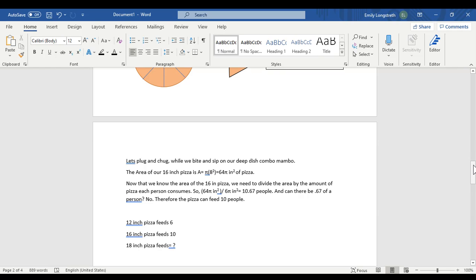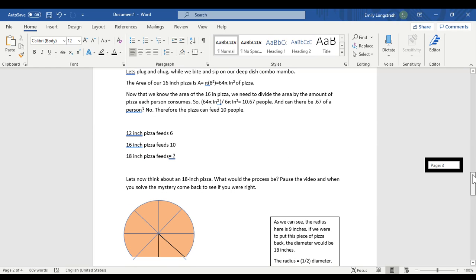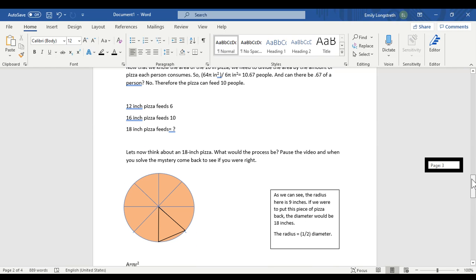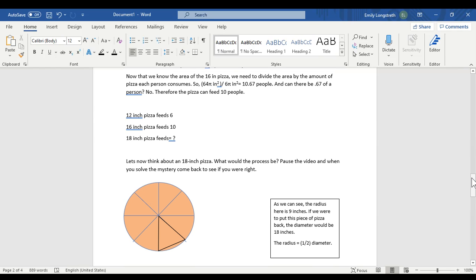So, if a 12-inch pizza feeds 6 people and a 16-inch pizza feeds 10 people, how many people do we think an 18-inch pizza would feed? Just speculation here. Let's say this pizza place now sells a jumbo pizza. Extra most bestest pizza. You get the gist. But if they now sell an 18-inch pizza, how many people can eat it?